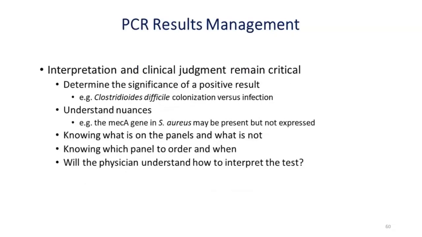interpretation is important. We've already talked about the challenges around Clostridioides difficile. I'll come back and talk about a case in a moment. There's occasional places where the mecA gene for Staph aureus may be present but not expressed, so you don't detect it, but that's pretty uncommon. Knowing what's on the panels and what's not on the panels, knowing which panels to order and when, and will the physician understand how to interpret the test? There are pathogens on some of these panels that physicians may never have heard of.